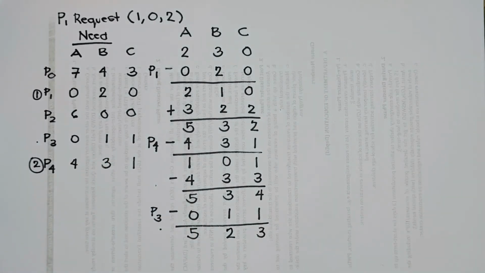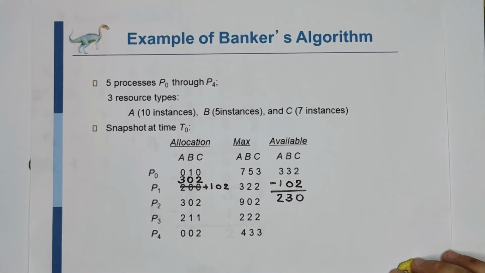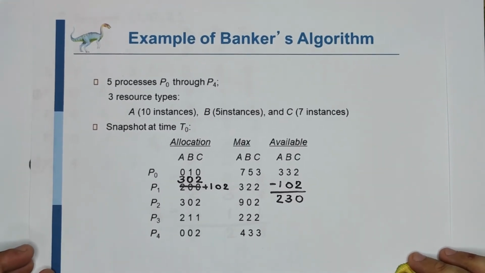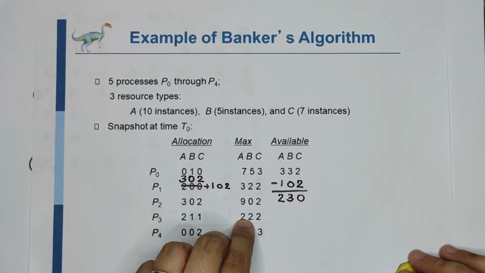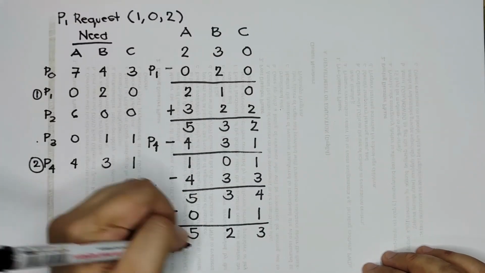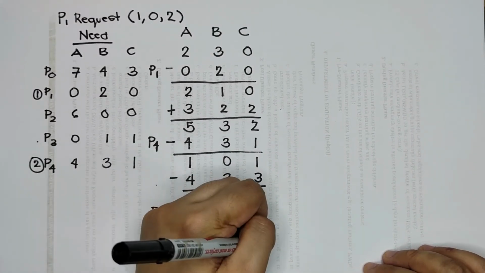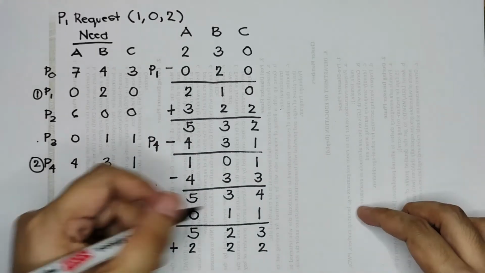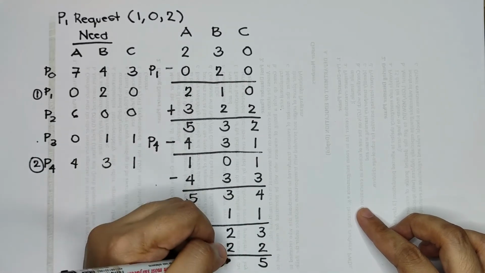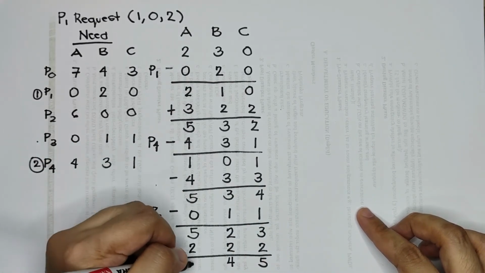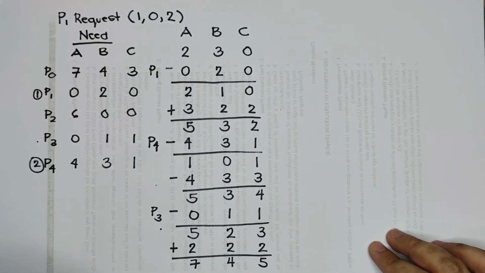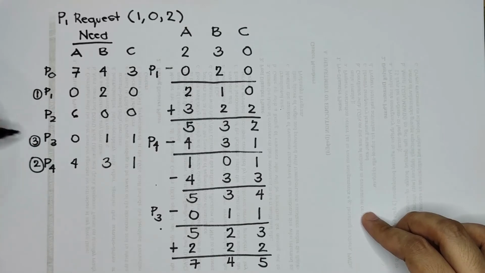Then again, we have to return the resource values of P sub 3. We've already finished its execution. So, P sub 3's maximum resource value is 2, 2, 2, plus 2, 2, 2. So, we have 3 plus 2 is 5. 2 plus 2 is 4. And then 5 plus 2 is 7. So, we have 7, 4, 5. So, again, this is our third, P sub 3.